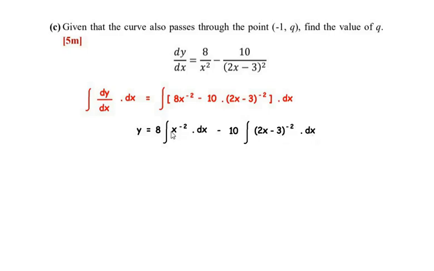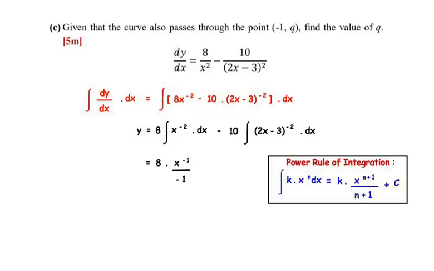Now to integrate the first term, we are going to use the power rule of integration, that is 8 times x to the power of, now the power of x increases by 1 by using this formula. So negative 2 plus 1 gives us negative 1, and the same power is written in the denominator, giving us negative 1.